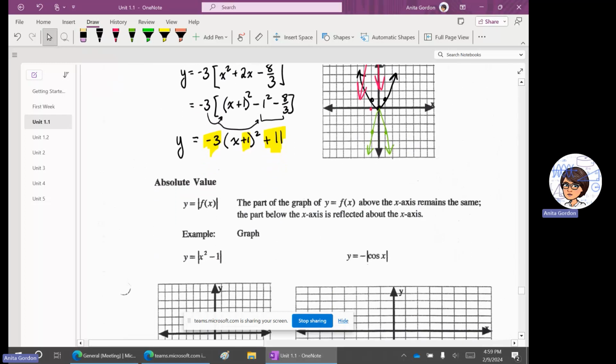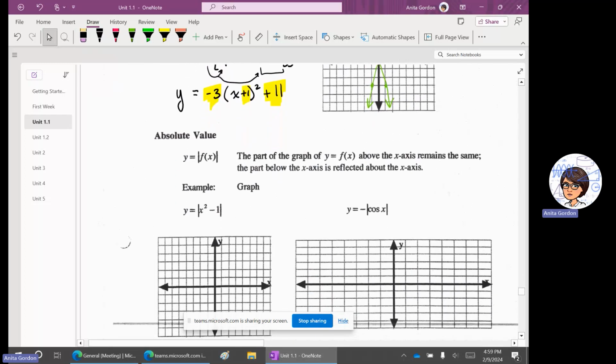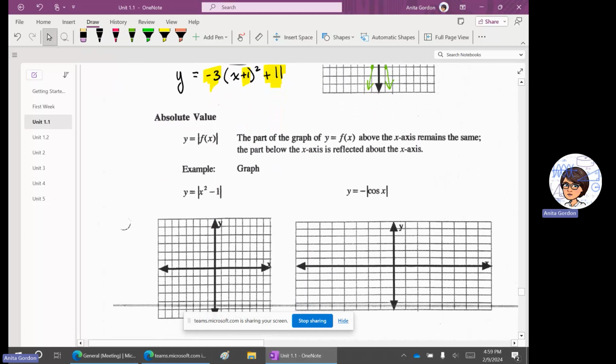All right. Now, absolute values. I think I'm going to actually save this for our next lesson because it's going to talk a little bit more about domain and range. So I'm going to make that into its own section. All right, that's it for today.